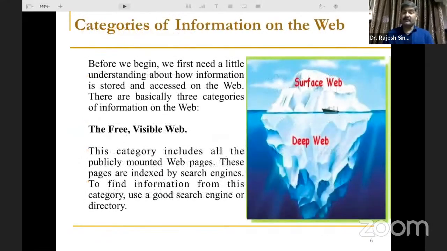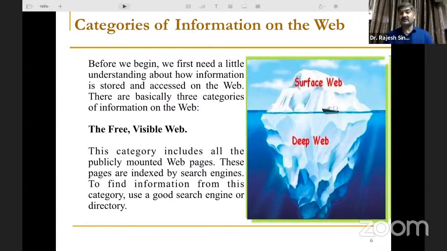Well, before we proceed further, we need to have an understanding of what kind of information is actually available on the web. What categories of information are there and how can we find them out? So for the convenience of access of information, I have divided them into three groups, three categories.